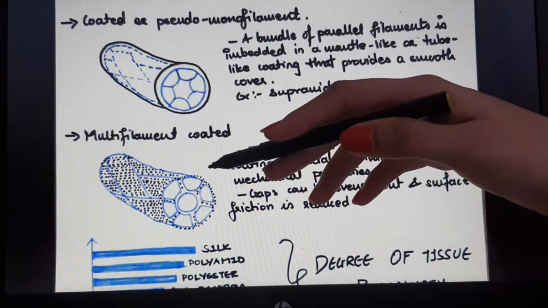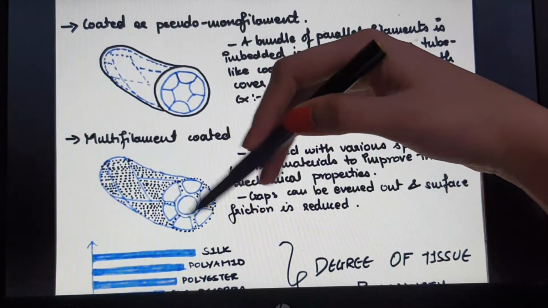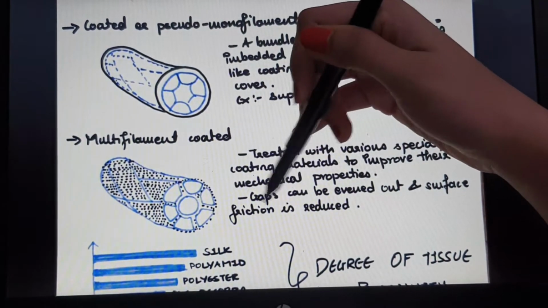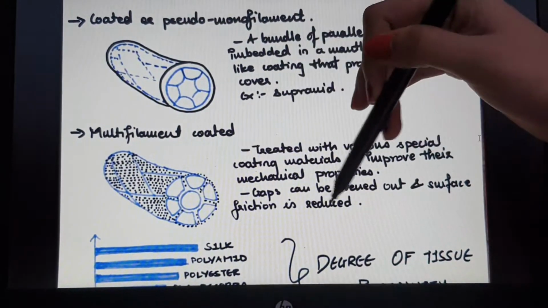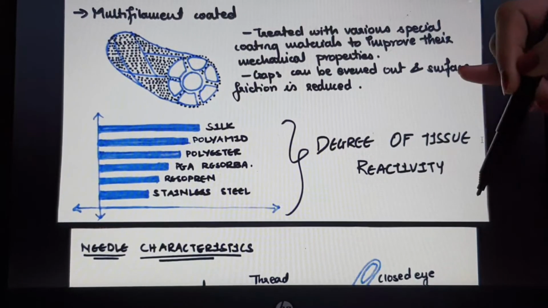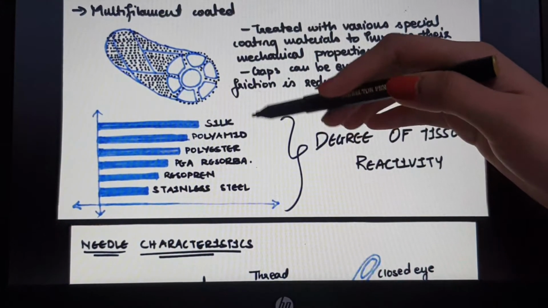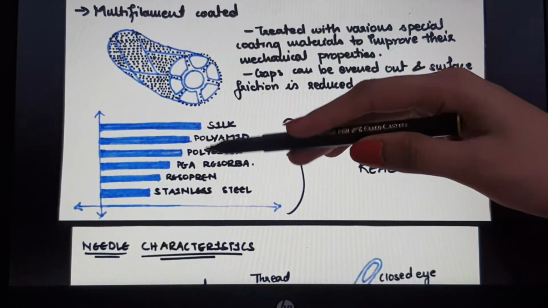Then we have the multifilament coated. In this, the threads are treated with various special coating materials to improve the mechanical properties, and in this way the gaps are evened out and the surface friction is also reduced. Now these suture materials react with the tissue at different levels. So the degree of tissue reaction, the bar diagram is present below. Silk is the most reactive, as I told you earlier.